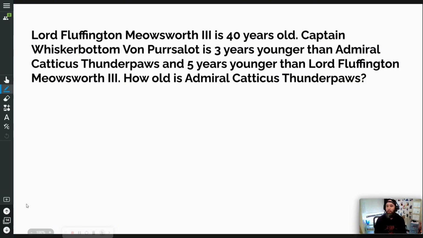Lord Fluffington Meowsworth III is 40 years old. It's a really old cat. Captain Whiskerbottom von Perzelot is 3 years younger than Admiral Catechus Thunderpaws and 5 years younger than Lord Fluffington Meowsworth III. How old is Admiral Catechus Thunderpaws? Well, we have 3 cats. It sounds like 50, but we have 3 cats. We have Lord Fluffington Meowsworth III. We have Captain Whiskerbottom von Perzelot, and we have Admiral Catechus Thunderpaws.